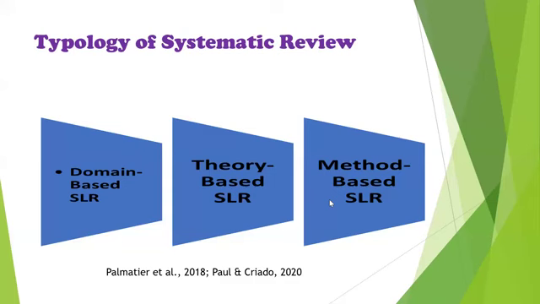Now, basically, there are three types of systematic review paper. When you want to write a systematic review, there are three approaches or three perspectives at which you can engage yourself. One strategy is the domain-based review. Number two is the theory-based systematic review, and number three is the method-based systematic review.